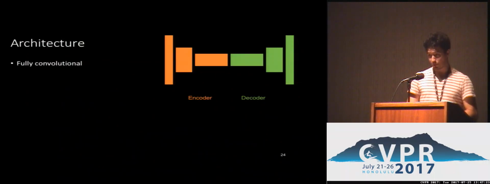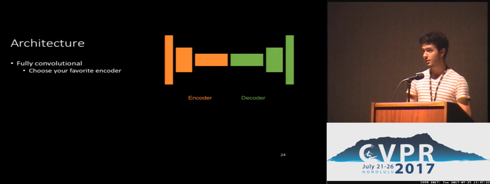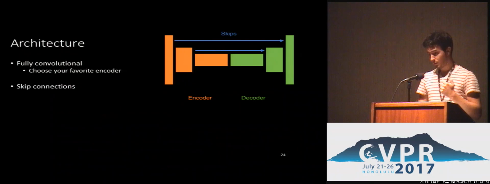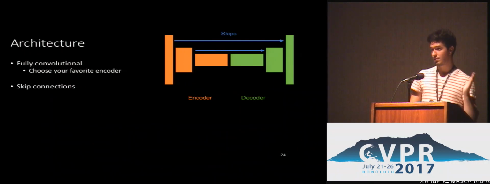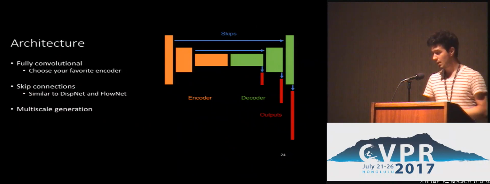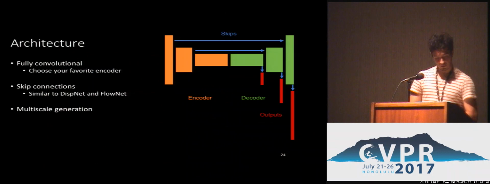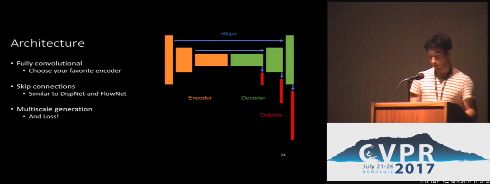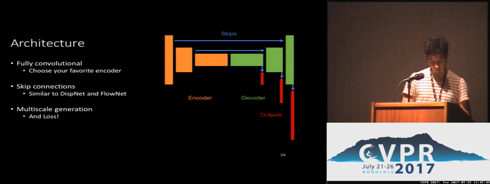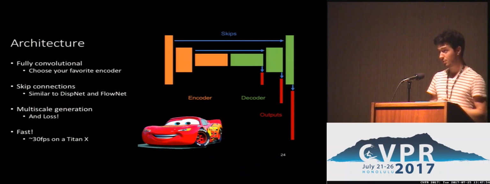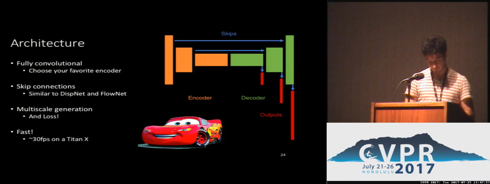A few words on the architecture. It's fully convolutional, which means that you can pick whatever encoder you want. We used VGG-like and ResNet 50. We used skip connections between the encoder and the decoder, which is similar to DispNet and FlowNet, which are from Thomas Brox's group. We also have a multi-scale generation, which means that we generate the output at multiple scales, and we also have a loss at multiple scales. And finally, it is fast. The current model, which wasn't optimized for speed, actually runs at 30 frames per second on a Titan X.